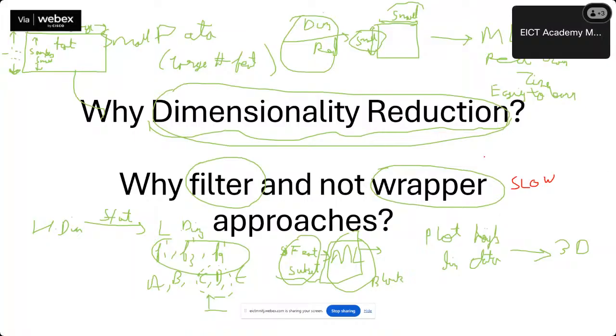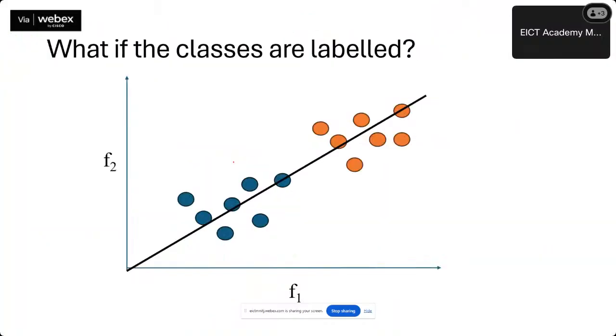So the wrapper-based approaches have the curse of dimensionality. So it's an exponentially slower problem to solve. And practically, when you need to do a very large dimensionality reduction, you cannot go with the curse of dimensionality technique. You have to go with the filter-based approach, which is statistical. So it is extremely fast.